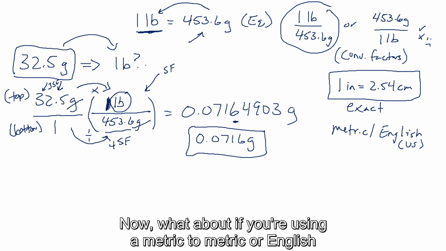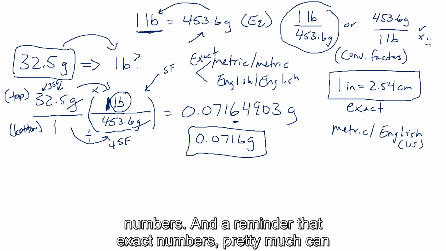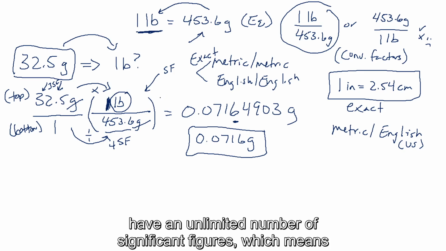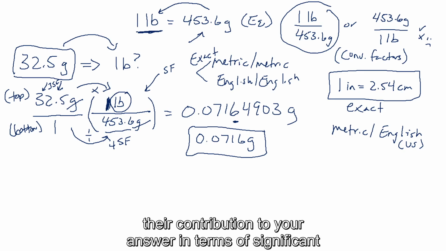Now, what about if you're using a metric to metric, or English to English conversions? Those are considered exact numbers. And a reminder that exact numbers pretty much could have an unlimited number of significant figures, which means when you're doing calculations like this, when you're multiplying or dividing, you're not going to worry at all about their contribution to your answer in terms of significant figures.